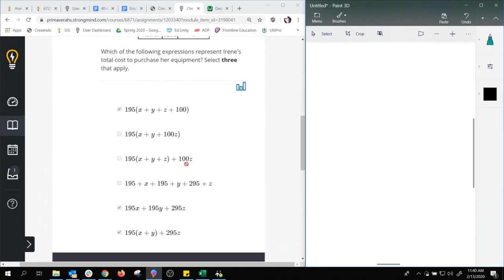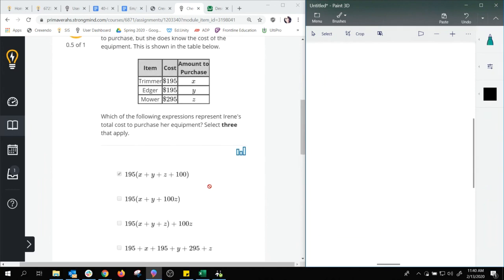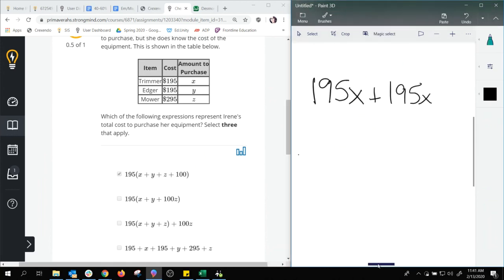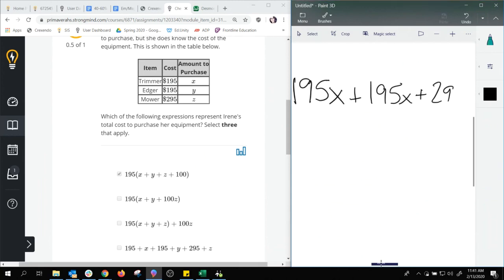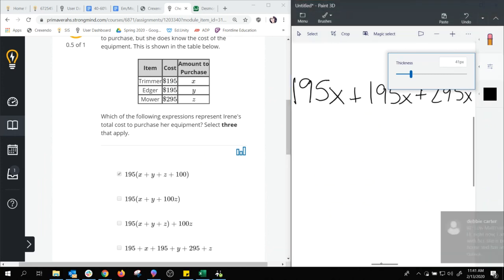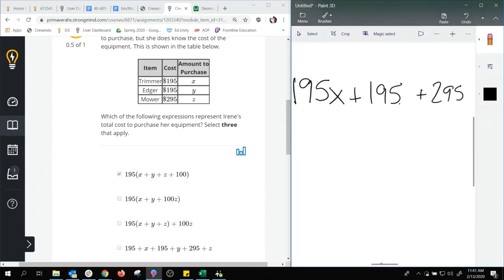So this 100 that they're throwing in here. Oh, I understand now. Okay. So if I wanted to purchase one trimmer, my one trimmer is $195, right? So I would have 195x. If I wanted to purchase an edger, it's also $195. And if I wanted to purchase a mower, that is $295. So I would have plus 295x. Actually, sorry. Let me write the right variables because that would probably be helpful. This is Y and then this is Z.